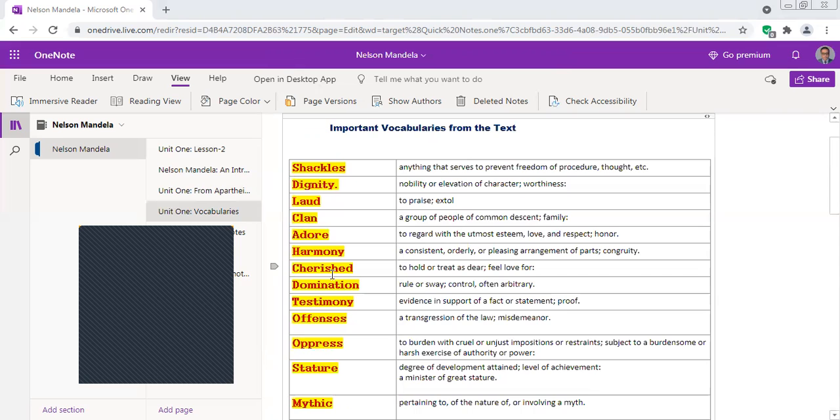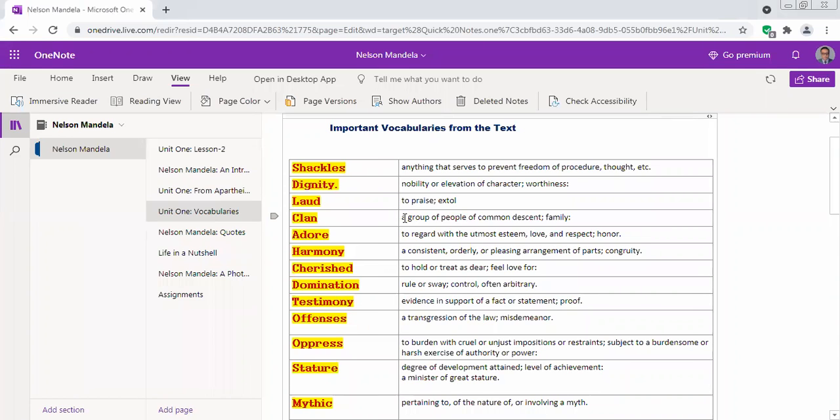Shackles. Anything that serves to prevent freedom of procedure, etc. Nobility or elevation of character, worthiness. Laud. To praise, extol. Clan. A group of people of common descent, family. Adore. To regard with the utmost esteem, love, and respect, honor. Harmony. A consistent, orderly, or pleasing arrangement of parts, congruity. Cherished. To hold or treat as dear, feel love for. Domination. Rule or sway, control, often arbitrary.